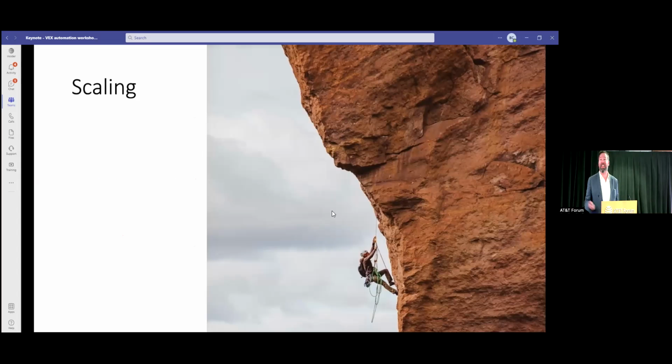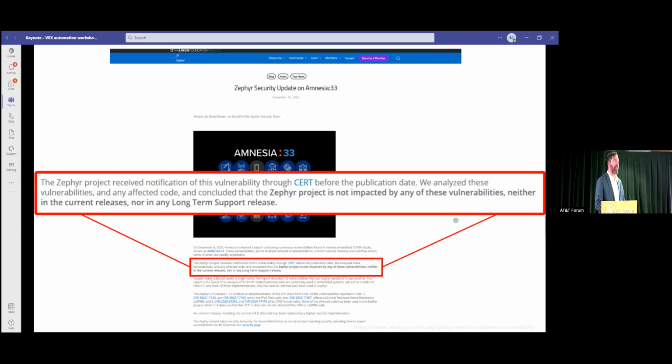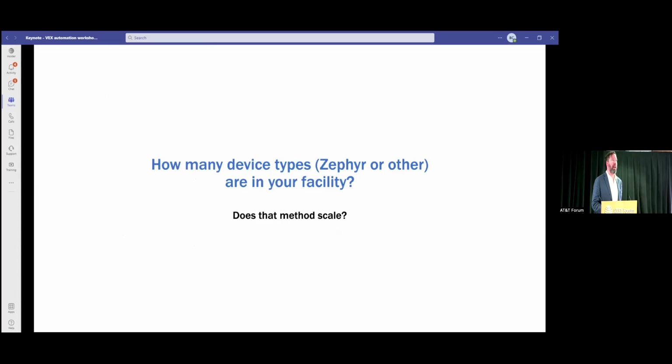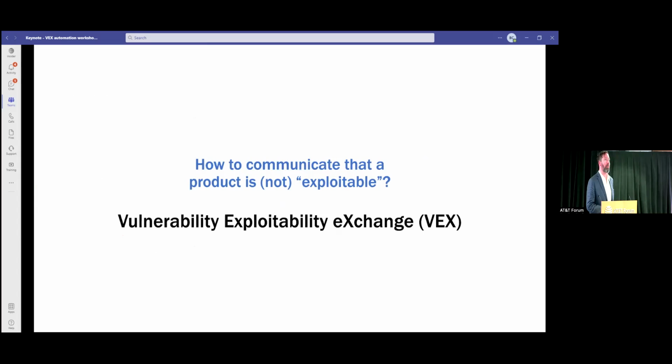Now, the problem is that doesn't scale, right? We can't go to each of these websites and say, let me check. You've got thousands of devices in your facilities, you've got hundreds of types of software in your network. How do we actually make this scale?